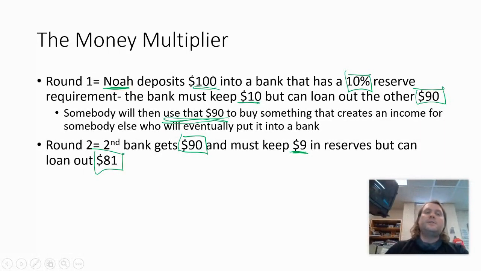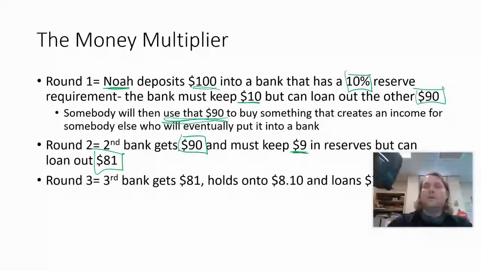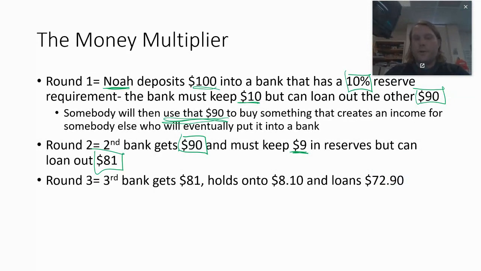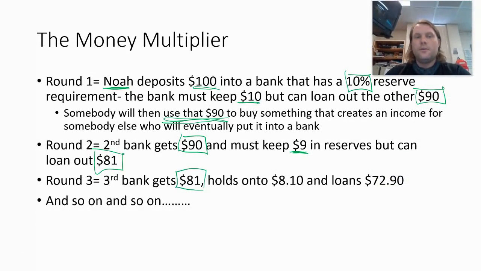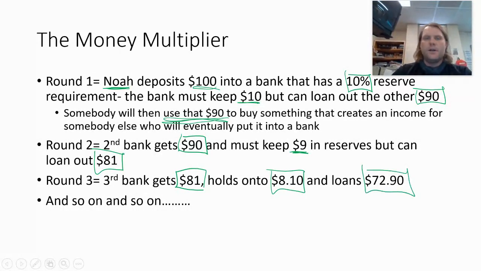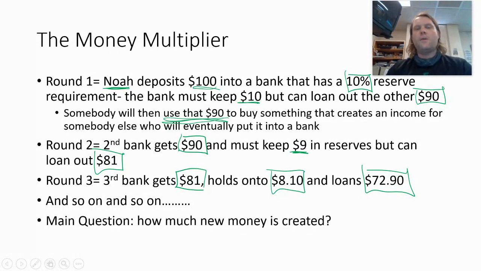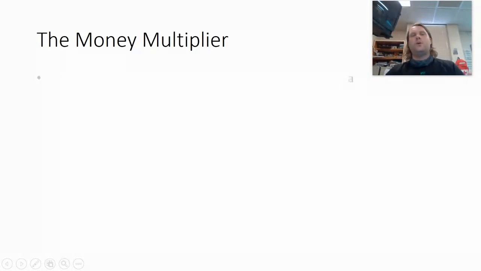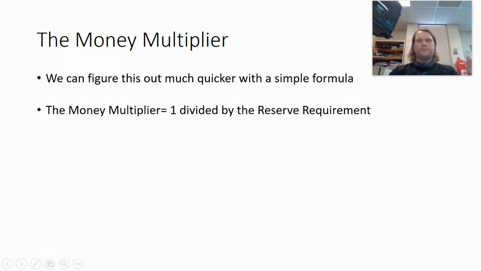So now person three is going to come in and borrow $81. They're going to buy something for $81. Well, that person that sells something for $81 is going to put it in a bank. The bank's going to have to hold on to $8.10. They're going to be able to loan out $72.90. And we can go on and on and on. Obviously, that initial deposit of $100, initial loan of $90, turns into money for all sorts of people. So how much new money is created is the question that we are trying to answer.